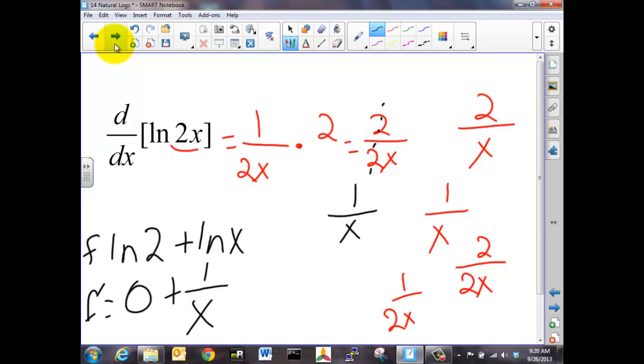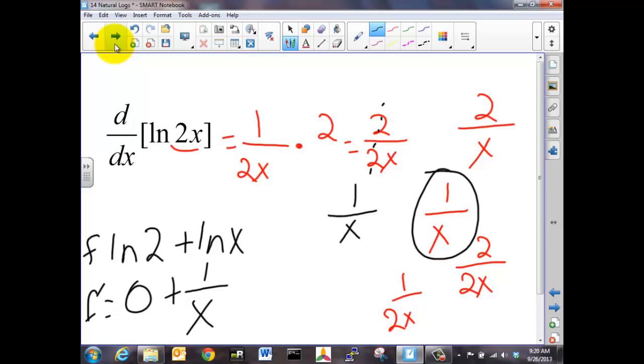Now the thing that you've got to understand is you've got to remember to take the derivative. Expanding may be useful sometimes, but you still need to be able to take the derivative in the end. So the derivative of this is 1 over x. That would be our final answer.